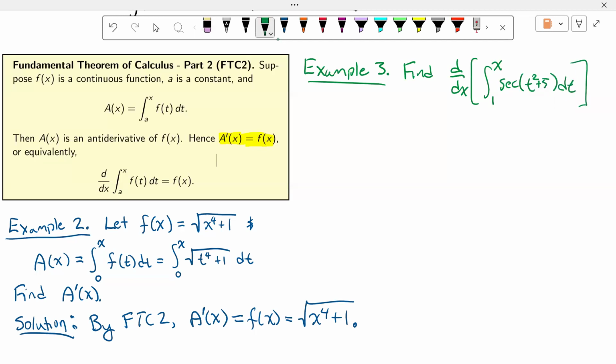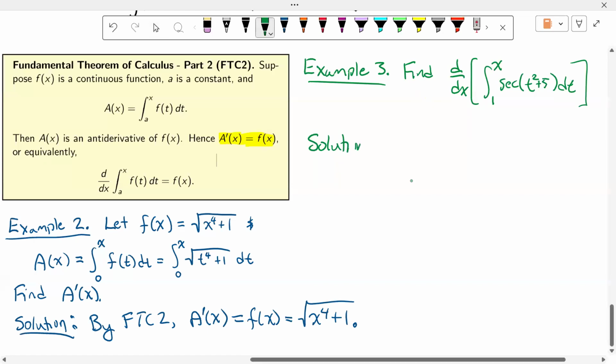All right. Suppose you were asked to find the derivative of that ugly thing. You may have an impulse to want to say, find the antiderivative, right? You may say to yourself, well, I've got to find the antiderivative of secant t squared plus 5, plug in at x, subtract 1, plug it at 1, subtract 1, and then take the derivative with respect to x. But no, you do not need to do that. It's much dumber than that. Much, much dumber.